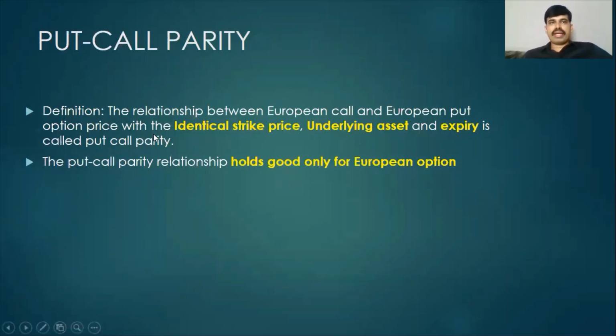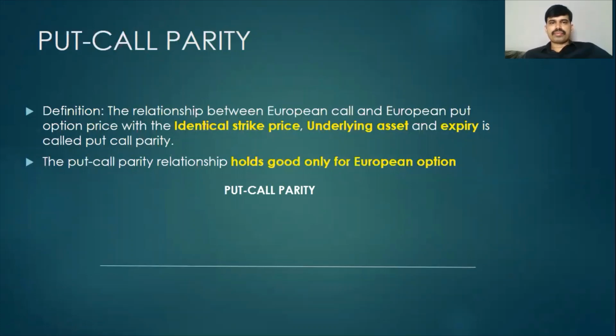Now, the put-call parity relationship is the relationship between the European call and the European put option, given that the strike price, the underlying asset, as well as the expiry are identical in nature. And thus, the put-call parity relationship, which we will be discussing, holds good only for European options.